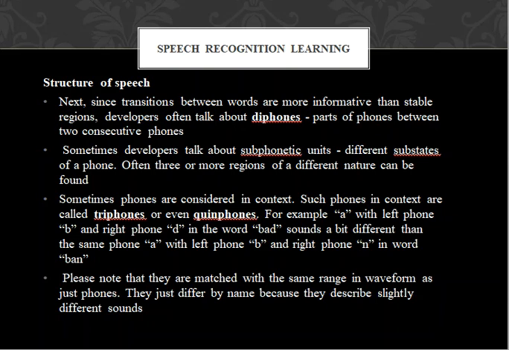Sometimes phones are considered in context. Such phones in context are called triphones or even quinphones. For example, A with left phone B and right phone D in the word bad sounds a bit different than the same phone A with left phone B and right phone N in the word ban. Please note that they are matched with the same range in waveform as just phones. They just differ by name because they describe slightly different sounds.